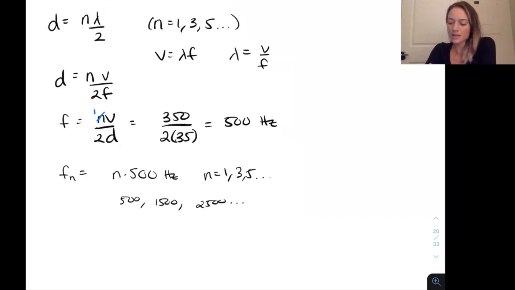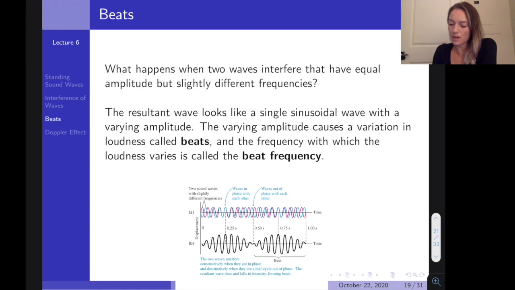These types of problems come up a lot where you have a speaker and you want to figure out either the distance where there'll be destructive or constructive interference, the frequencies, or the wavelengths. These types of problems are very, very common, and you'll see them a lot. Okay, so let's move on.